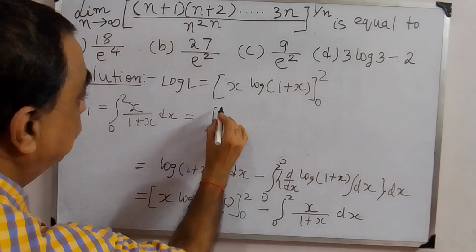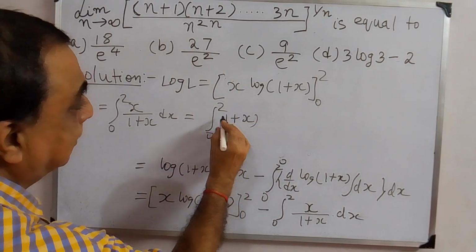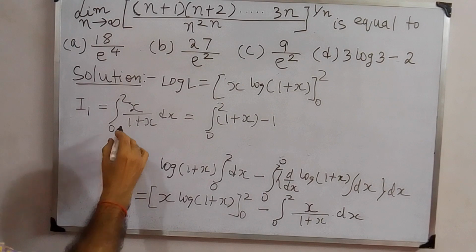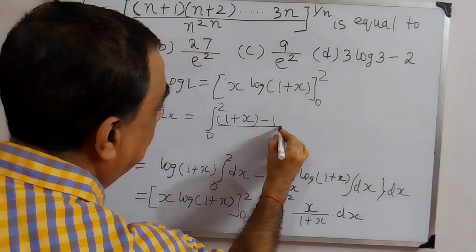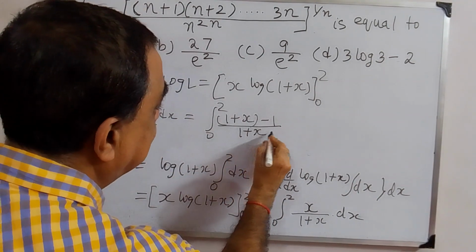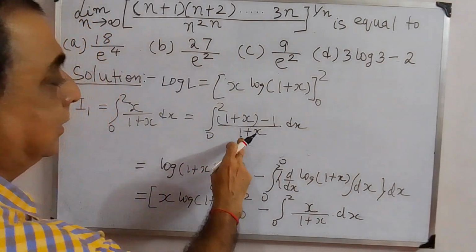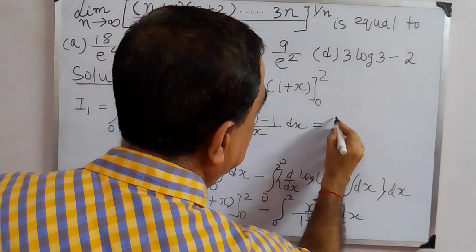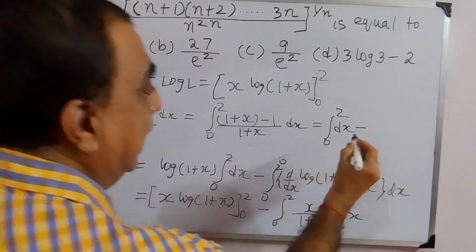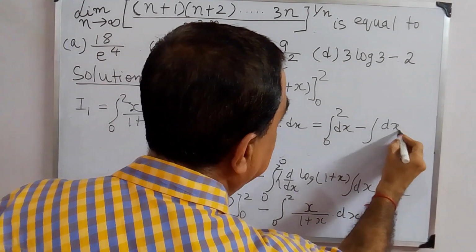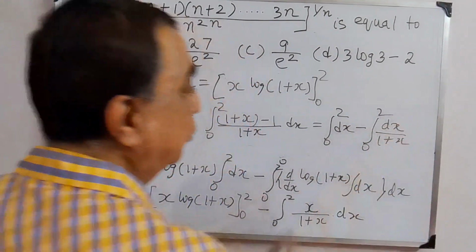So here I am adding 1 plus x and subtracting 1. So 1 plus x minus 1 I will get x, whole divided by 1 plus x dx. So 1 plus x divided by 1 plus x is 1. So this becomes the integral from 0 to 2 of dx, minus the integral of dx by 1 plus x from 0 to 2.